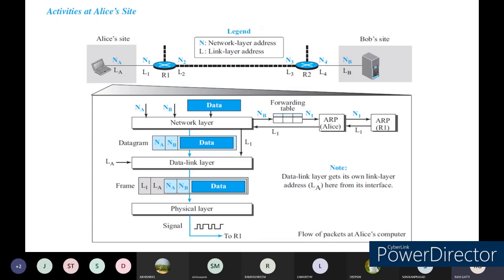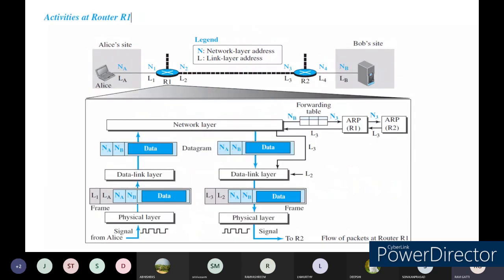This frame will be given to the physical layer, which will convert the frame into bit values, that is, signals, and this signal reaches router 1. Now how will router 1 react to it? You can see the physical layer of router 1 receives the signal from Alice. This physical layer converts the signals into a stream of bits, which we call frames.